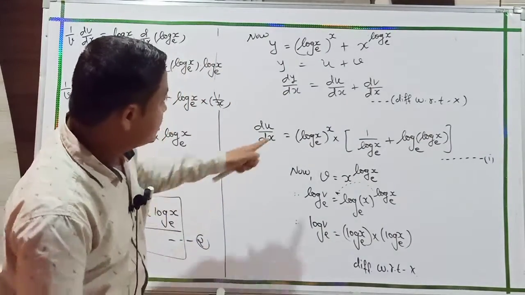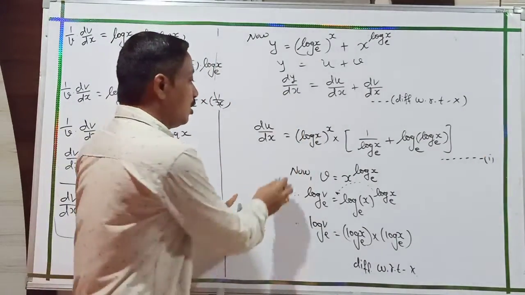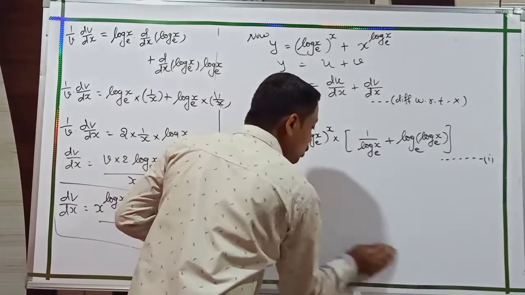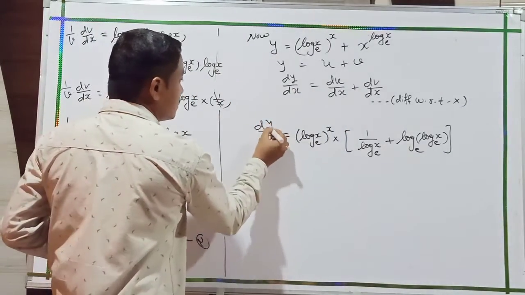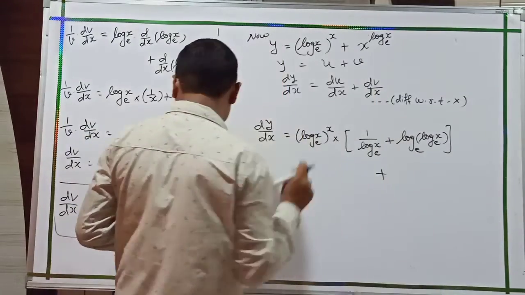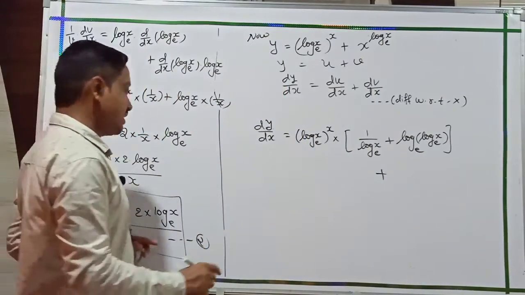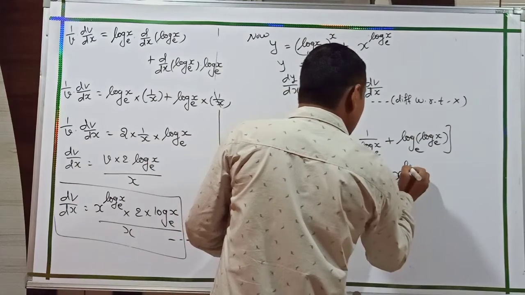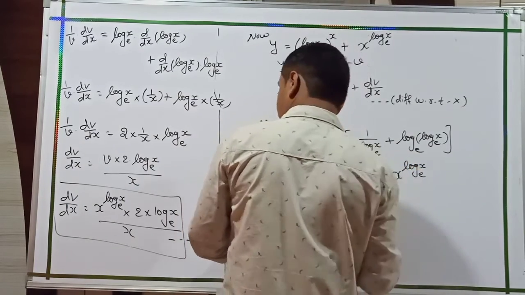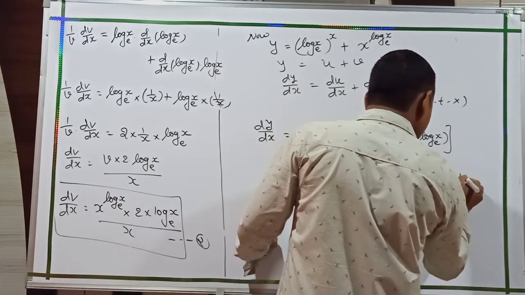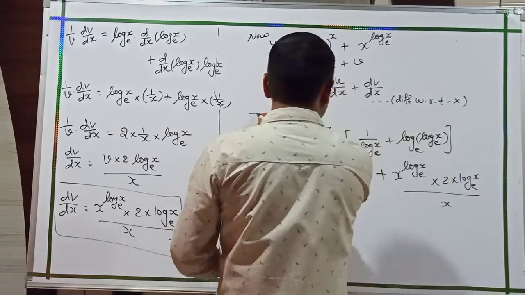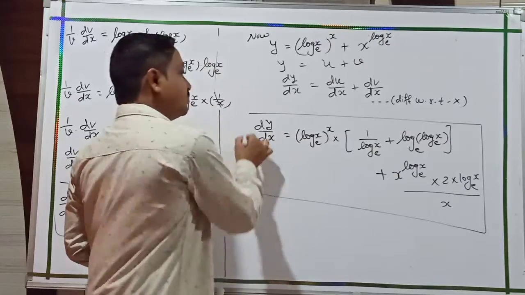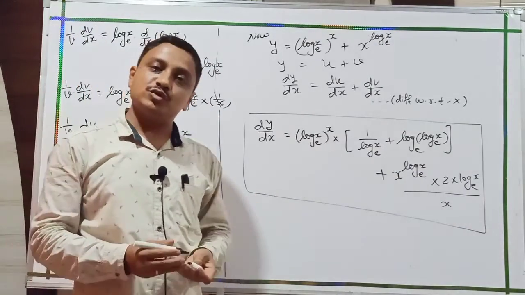Now students, this du by dx means this value I already wrote here. So just write down these equations. Here dy by dx is du by dx plus dv by dx, which is x raised to log x base e into 2 into log x base e upon x, and here is our solution, students. So it is a 3 marks question.